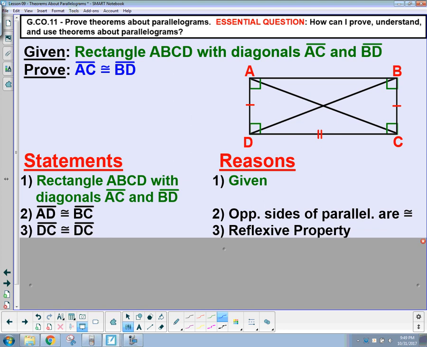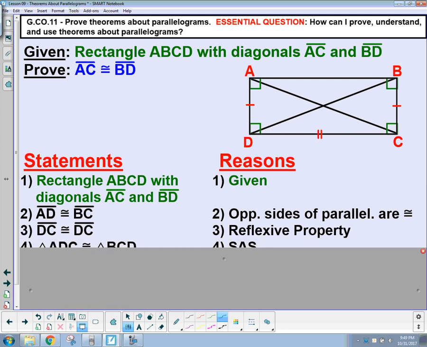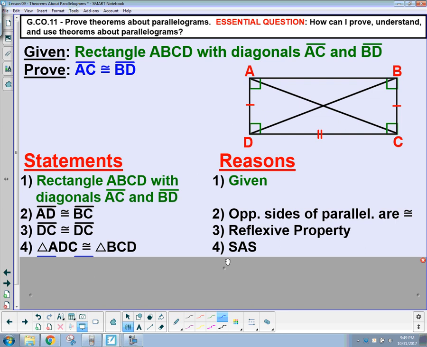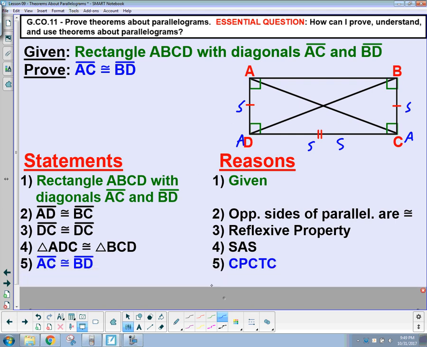So if you can see my cursor, we're looking at this big triangle here and this big triangle over here. So now we have triangle ADC is congruent to BCD because of side, angle, side. Let me write it, side, angle, side, and side, angle, side, if you can see it. And we're just going to wrap it up with a simple CPCTC showing that AC is congruent to BD. Hence, in rectangles, the diagonals are congruent.